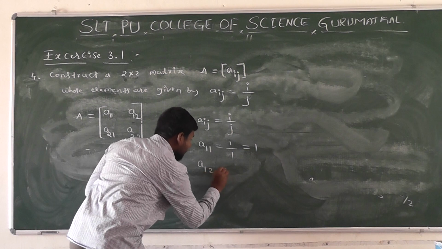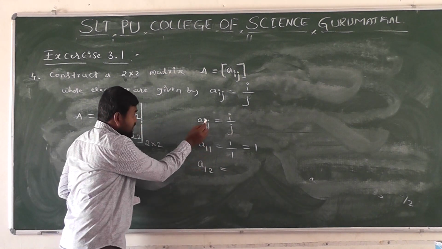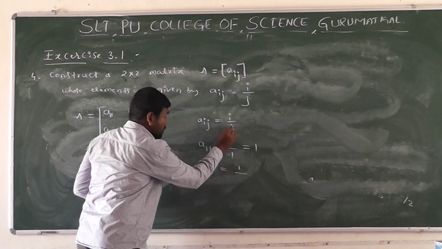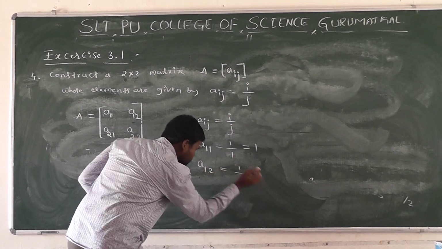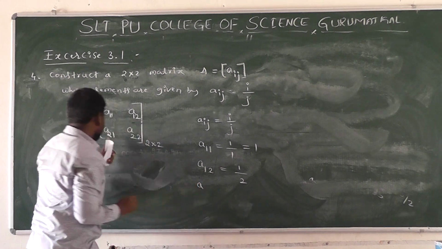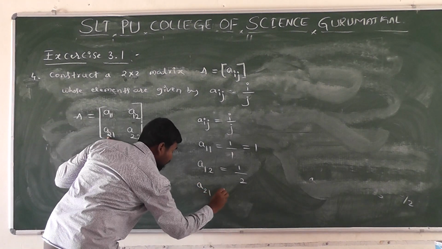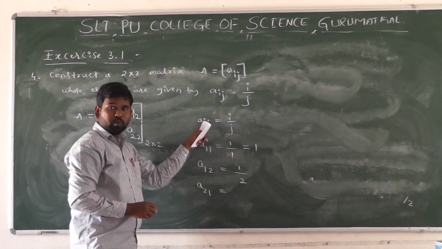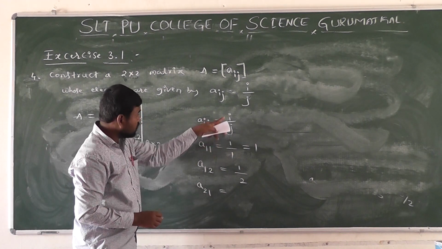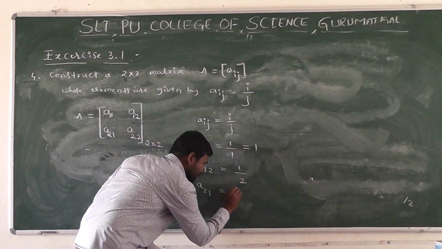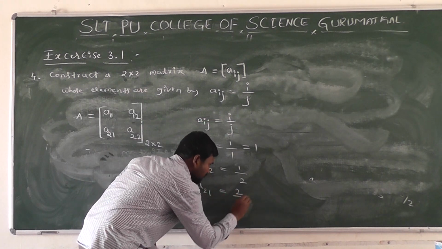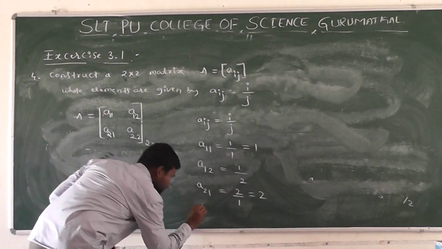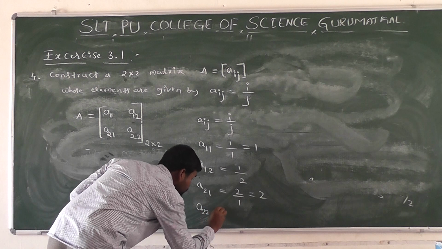Next we take this element A12. Here i is 1 and j is 2. We substitute 1 in place of i and 2 in place of j: 1 by 2. Next this one, A21, right? We compare to this equation. Here i is 2, j is 1. We substitute in that place: i is 2, j is 1. 2 divided by 1 is nothing but 2.